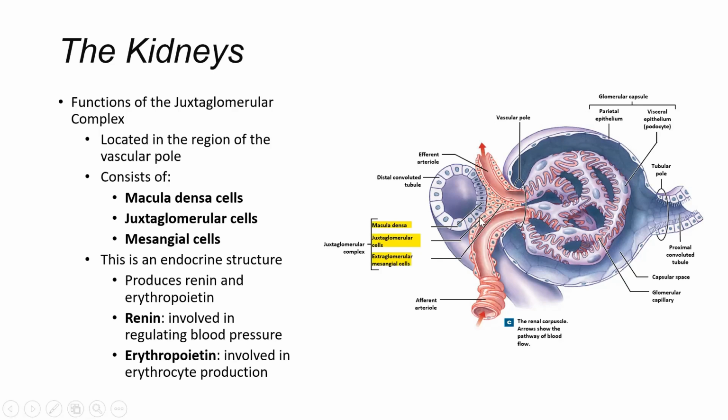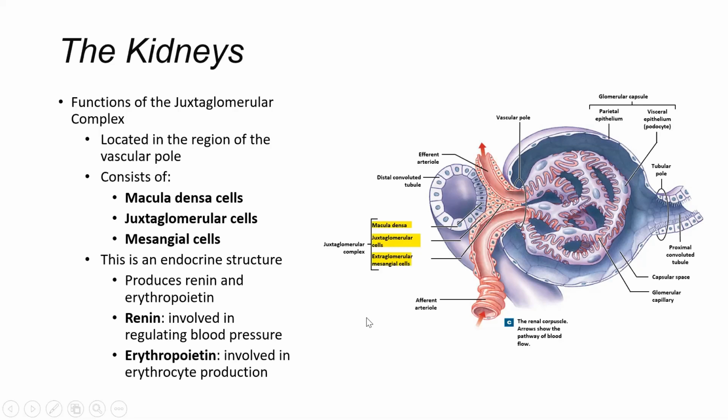The second group of cells that are part of this complex are the juxtaglomerular cells, and these are lining the afferent arteriole. So this is the afferent arteriole bringing blood toward the glomerulus, and lining that afferent arteriole is where we have the juxtaglomerular cells. These are the cells that specifically secrete renin. We'll talk a little bit about the function of renin coming up.